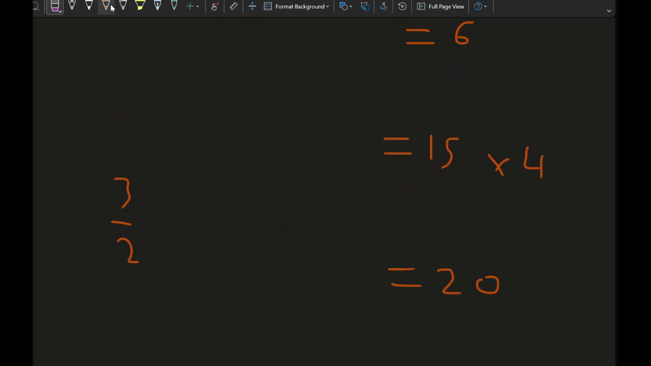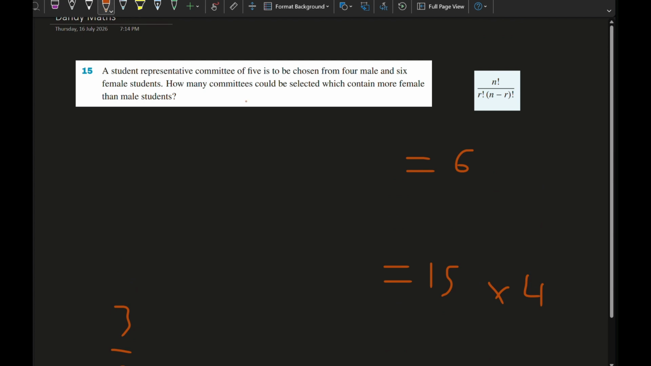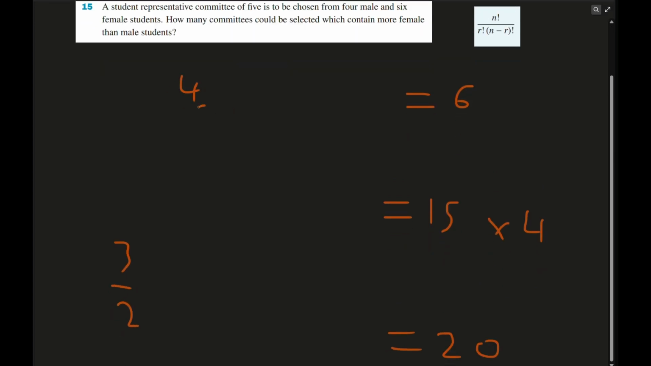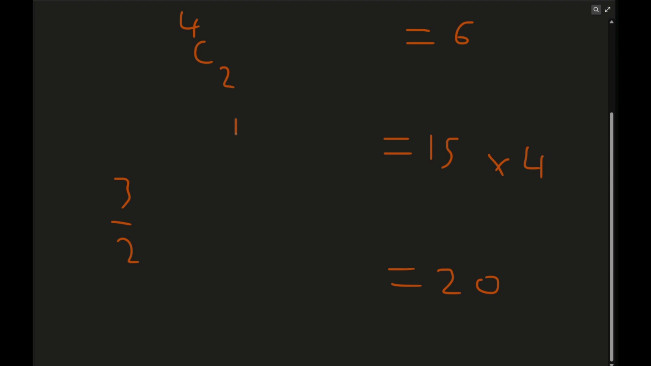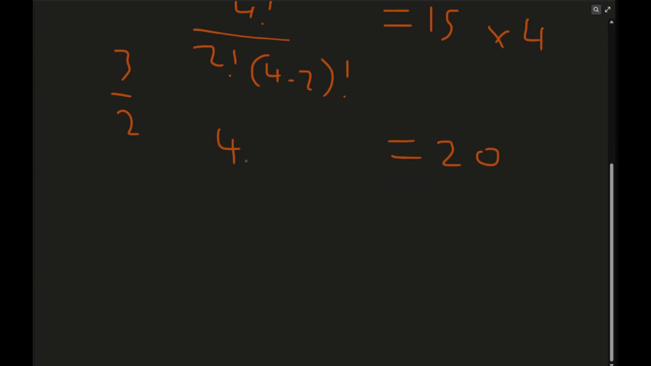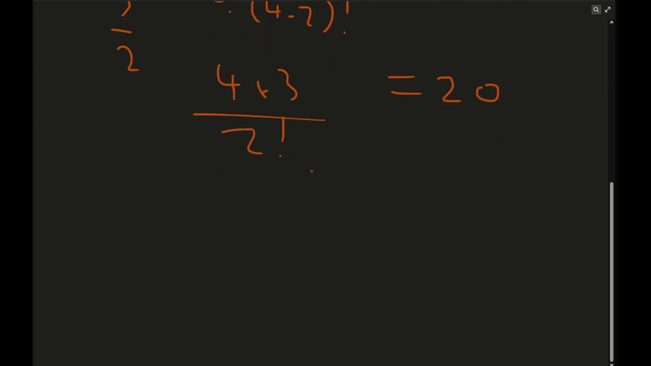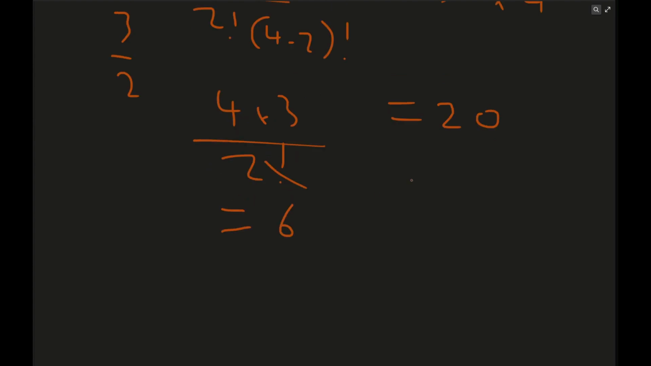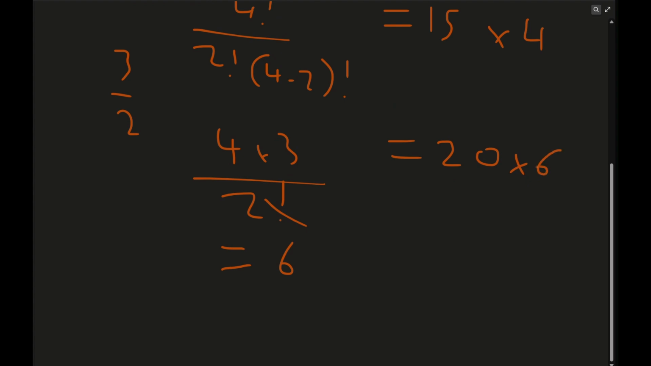So to choose 2 males out of 4, it is 4 choose 2, which is 4 factorial over 2 factorial times (4 minus 2) factorial, which gives us 4 times 3 over 2 factorial, which equals 12 over 2, which is 6. So we have 20 times 6.